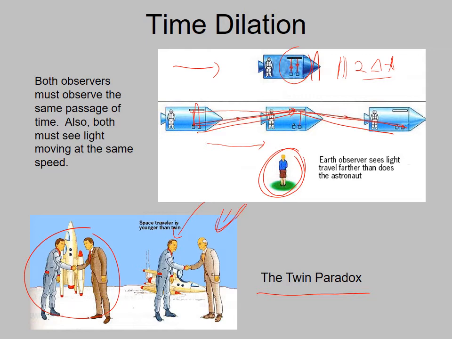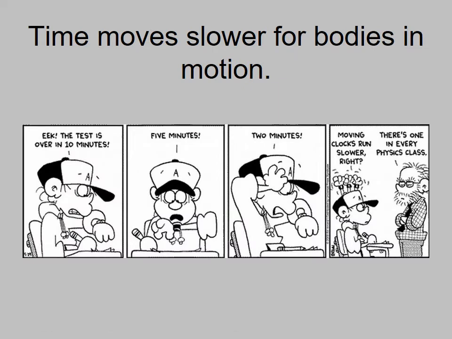Now, Einstein said, in fact, that this is exactly what happened, that more time passed for one than the other. Okay, this is time dilation. So the faster you go, the slower time passes for you. That means you don't experience as much passing of time.